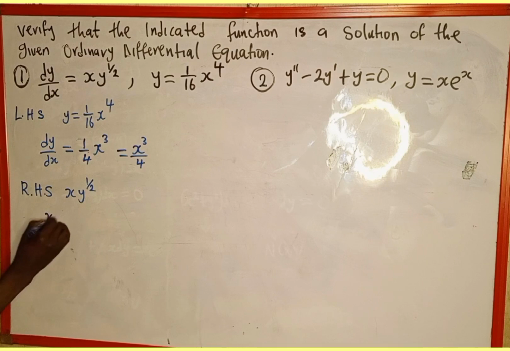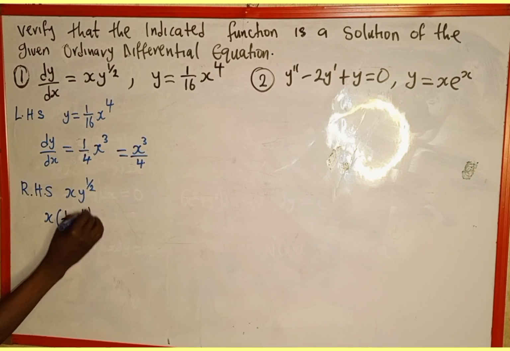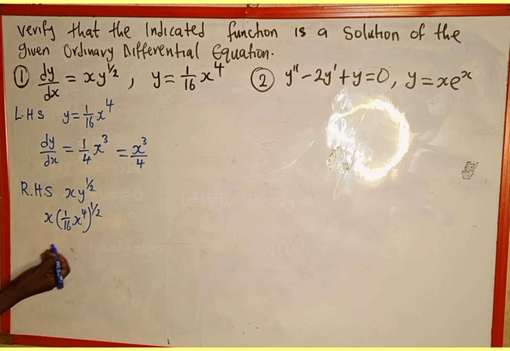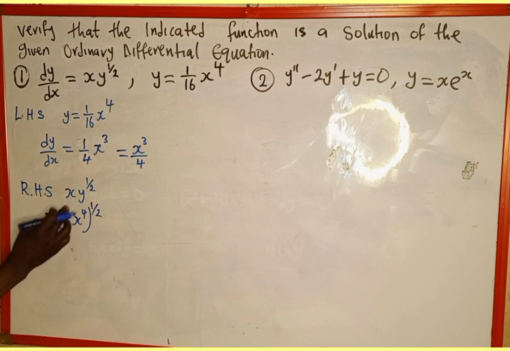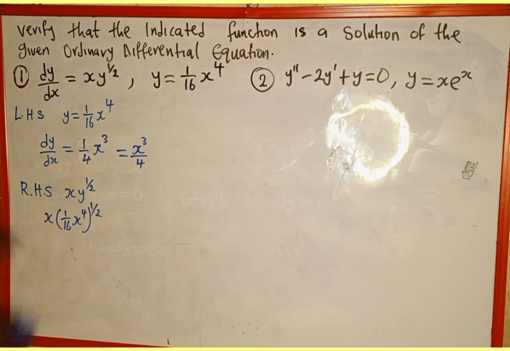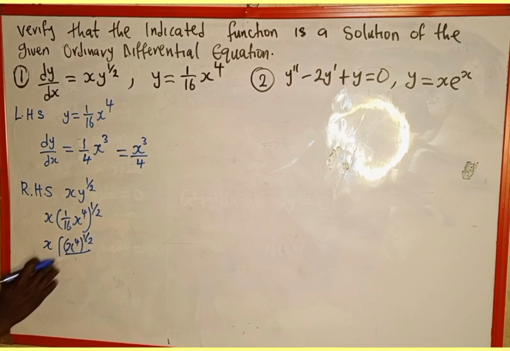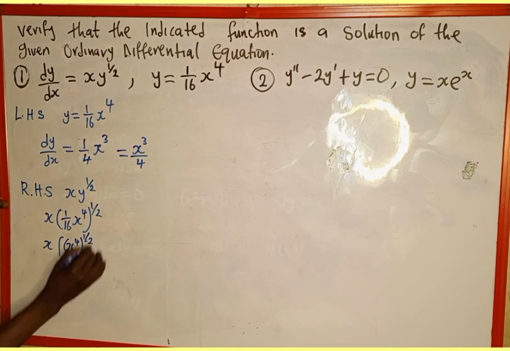It's going to be x, then we open bracket, y is what, 1 over 16 x to the power of 4, then raised to the power of half. The half is from the right hand side. So this can be written as, according to the law of indices, the numerator can share this power, and also the denominator can also share this power. So you are going to have x open bracket x to the power of 4 raised to the power of half, then over 16 raised to the power of half.